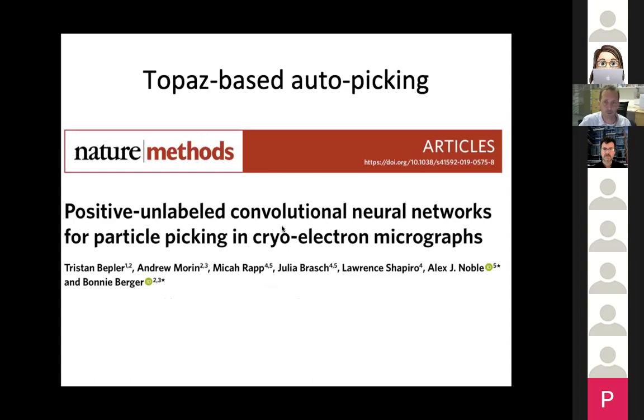Topaz is a neural network-based picking program using positive-unlabeled learning, so you don't need to pick all the particles as initial templates. You can get away with just a few. It was developed by Tristan Bepler and Bonnie Berger's group, and Alex Noble was tightly involved as well.